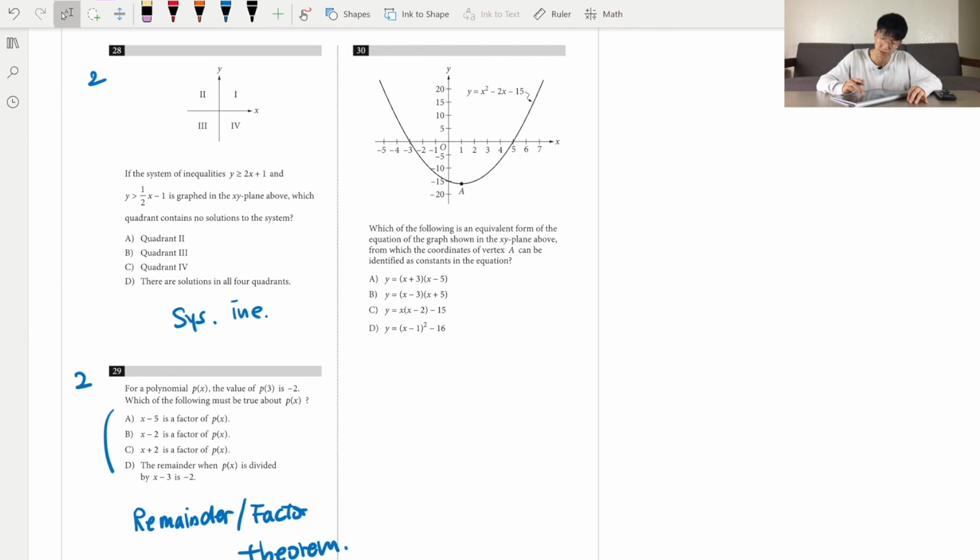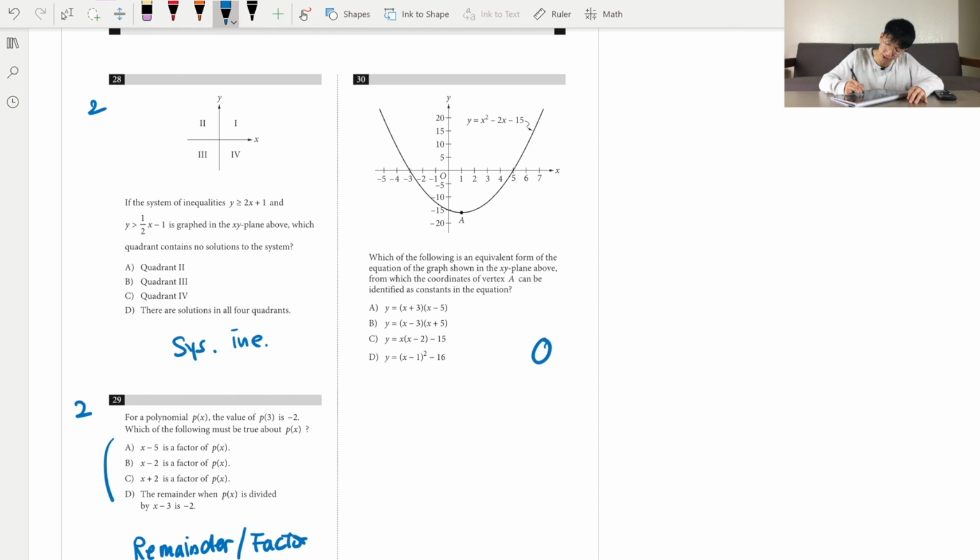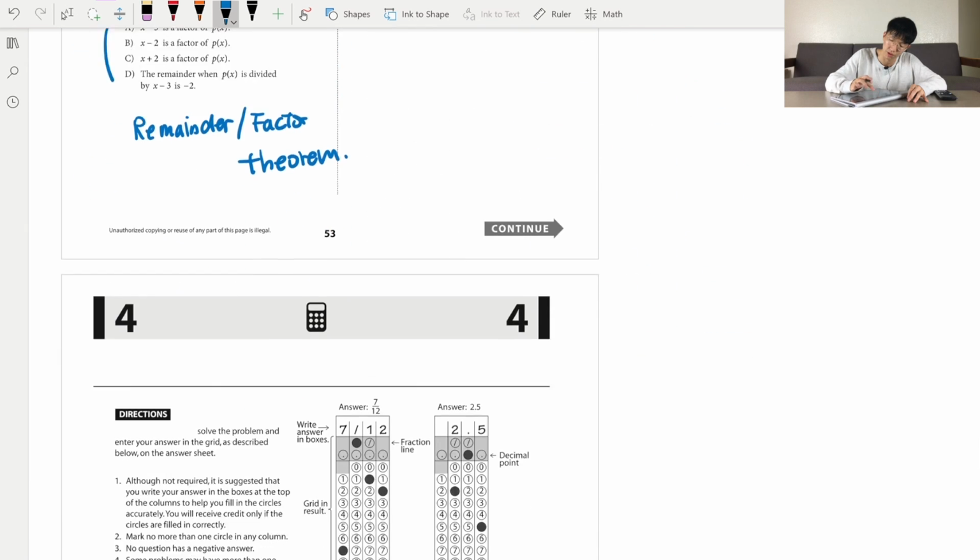I say quadratic function, and it says from which of the coordinates of the vertex A can be identified. So there are 3 different types of quadratic forms, and you're looking for one of them. Difficulty level 2, 31.